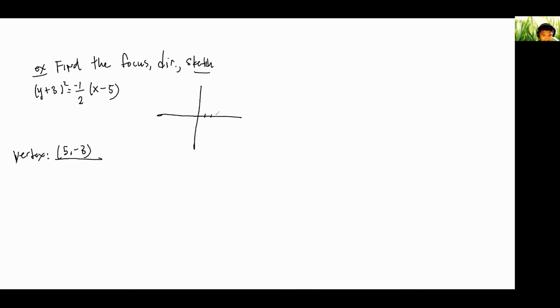So 1, 2, 3, 4, 5. 1, 2, 3. There's my vertex. Okay. We now know this thing is going to be facing left because it's negative, which now tells us its focus will be somewhere here, and its directrix will be to the right here.